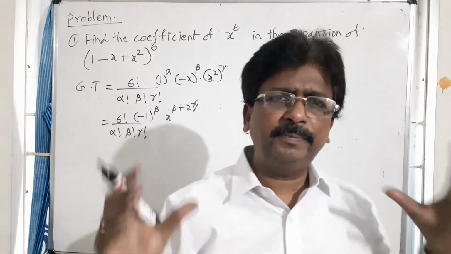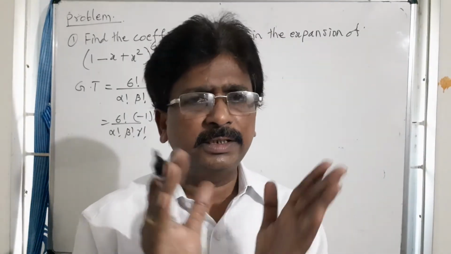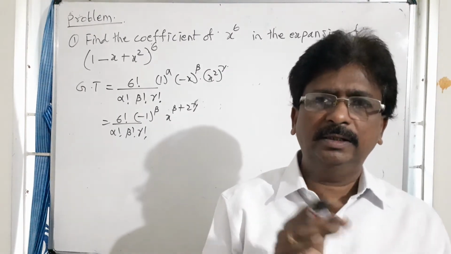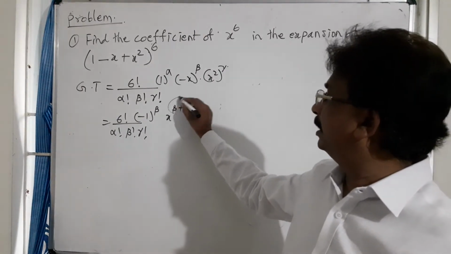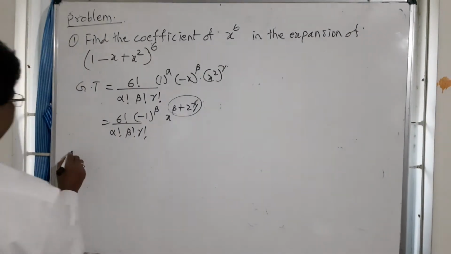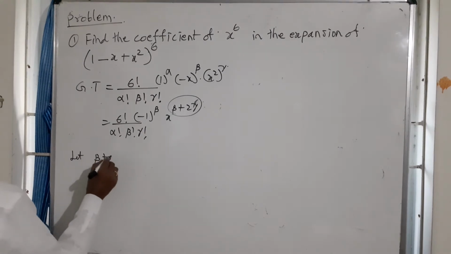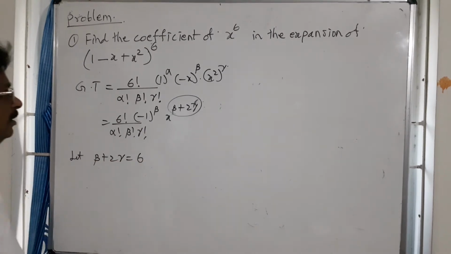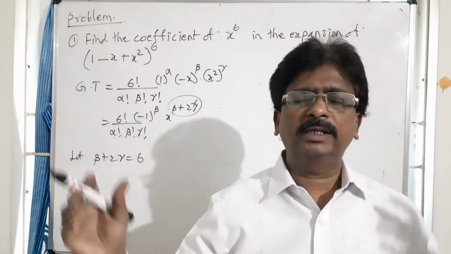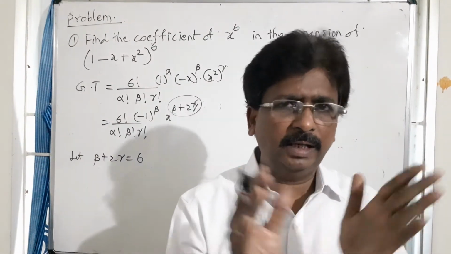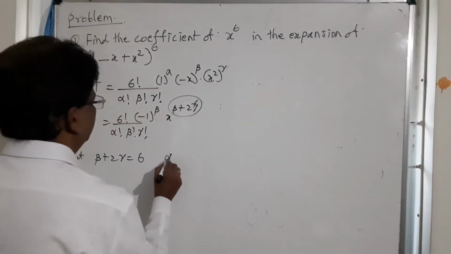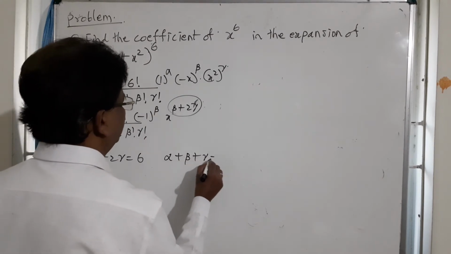Now we have simplified the power of x, only a single x is there. We want the x power 6 coefficient. Therefore, we have to assume beta plus 2 gamma is equal to 6. And the general primary conditions: the sum of the powers equals n, which is 6. So alpha plus beta plus gamma is equal to 6.